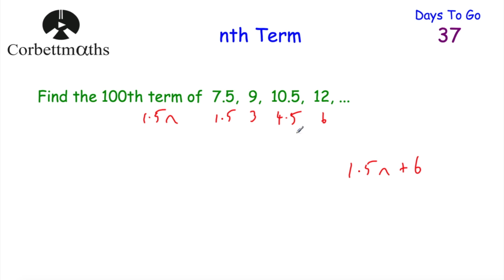Now we want the 100th term, so we're going to do 1.5 times 100 plus 6. So 1.5 times 100, that'll be 150, plus 6, and 150 plus 6 is 156. And if you got that, well done. Okay, let's have a look at another question.